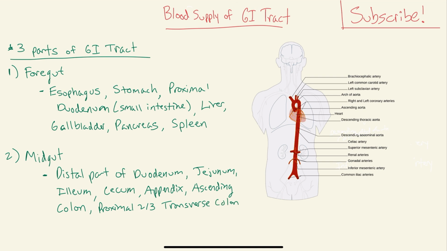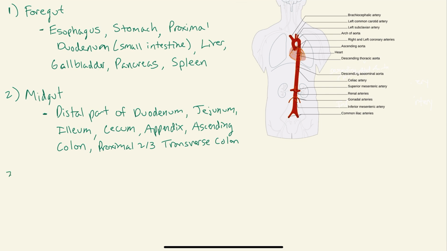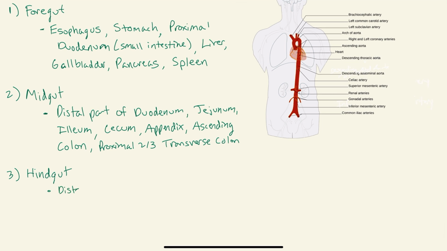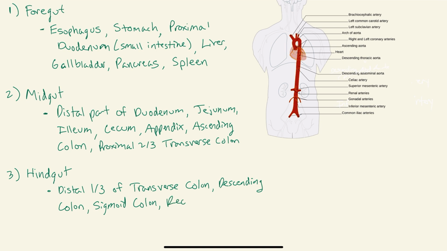colon. All right, and the third part here, so we have foregut, midgut, and now lastly we have the hindgut. So this is going to be the remaining stuff here. So this will be the distal third of the transverse colon. And from there, descending colon to the sigmoid colon, to the rectum.